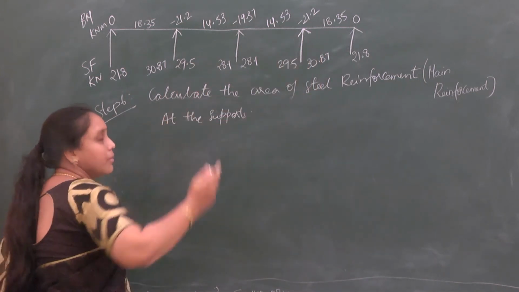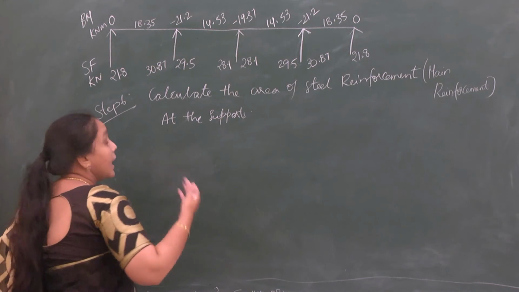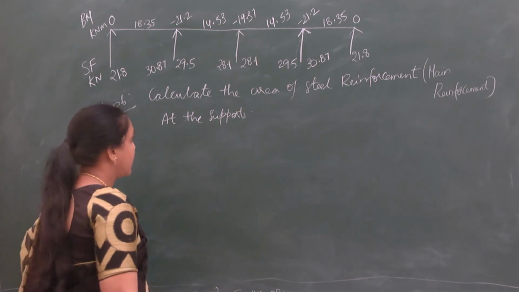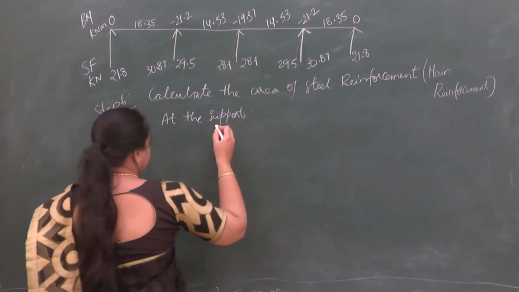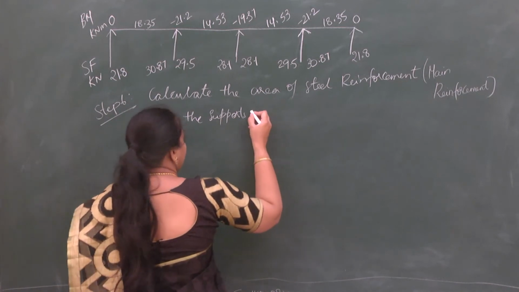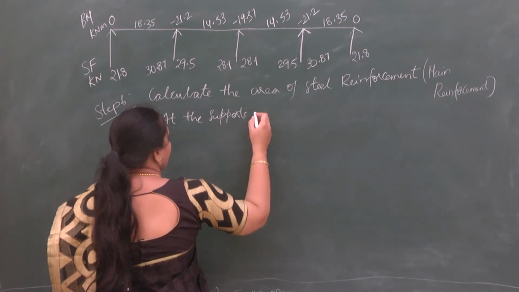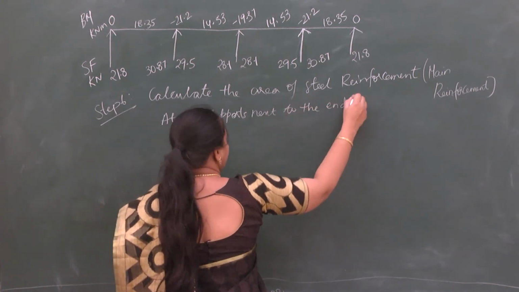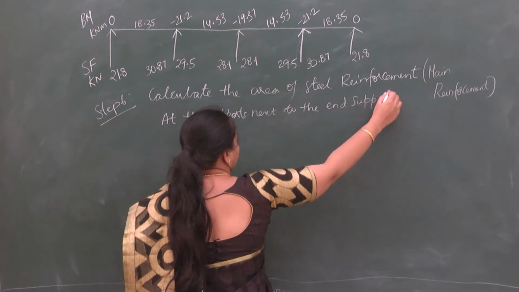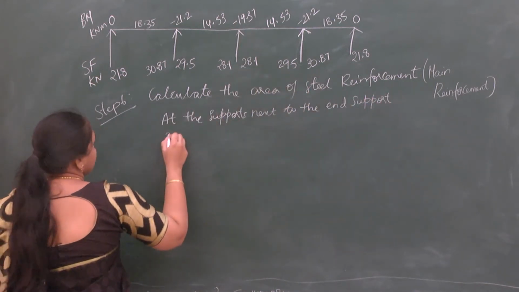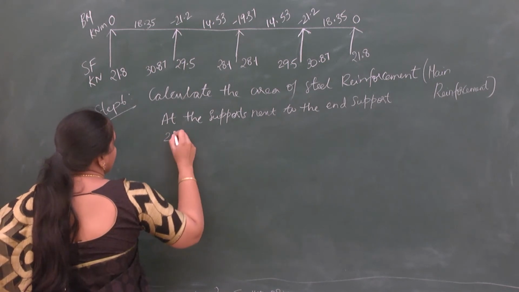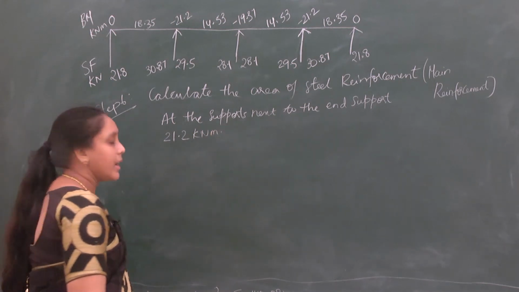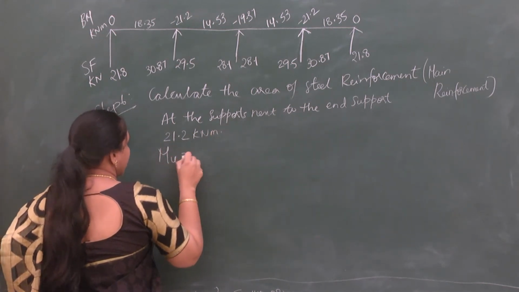If you observe, both the bending moments are the same here, which is a negative moment of 21.2 kilonewton meter. So we are calculating the AST required for the bending moment at the supports next to the end support. Here I consider the bending moment as 21.2 kilonewton meter. So let us find out the AST, in a similar way, the same equation.